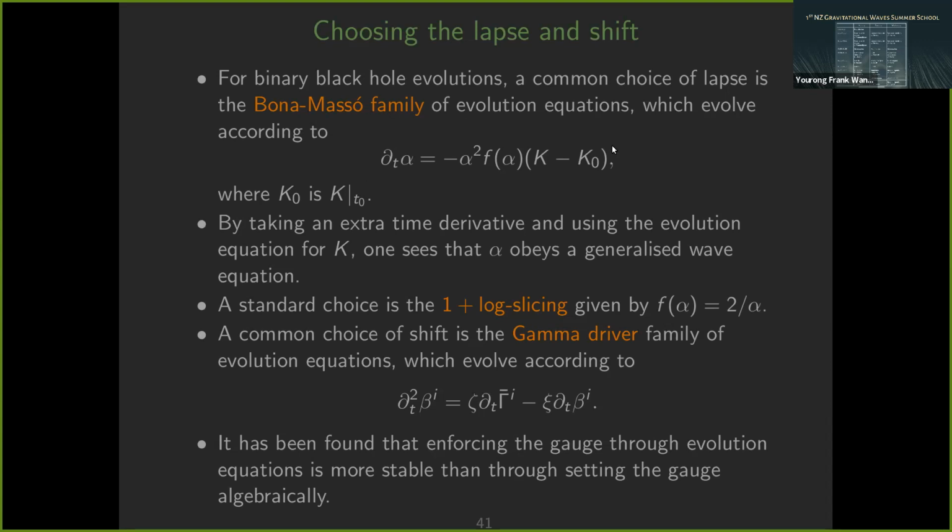If you take a time derivative of this, you see that it obeys some sort of wave equation, which is really good because that implies hyperbolicity and good numerical properties. So a standard choice for this is the 1 plus log slicing, which is given by this choice of F here. And when I was in South Africa, I was working with Denis Pollney, who was on the paper that put forward this choice of lapse.